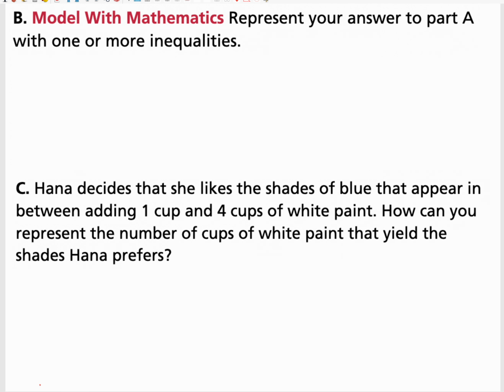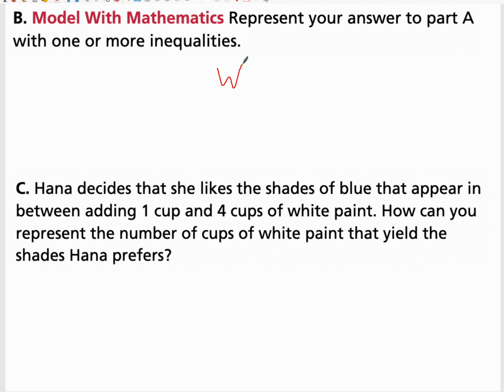So represent your answer to part A with 1 or more inequalities. So now, Kurt, what are we doing? So I think we do like have X for the color she wants, I guess. I like when you said W for white paint. W for white paint. Yeah. That was really good. Okay, so W, and then what did we say it needed to be?